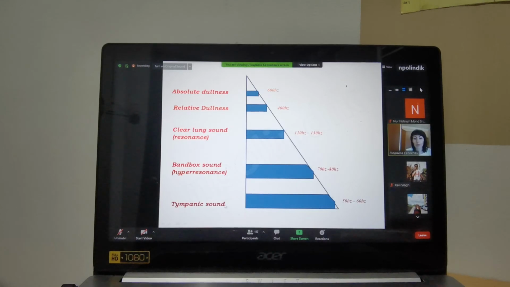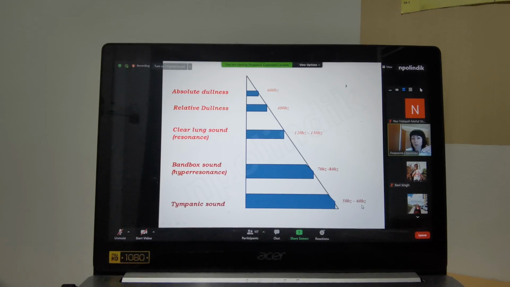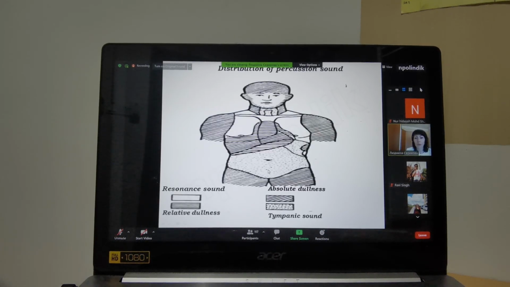If you remember, the tympanic sound has the lowest pitch, and after that, higher. I am about here. You can see duration: here shorter, and shorter. What types do we have? Lung resonance sound, which we can hear in healthy persons over lung tissue only, a clear lung resonance sound. In other regions of the body, we can hear other sounds.